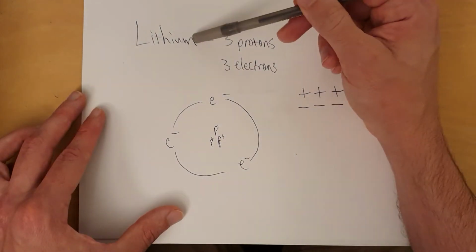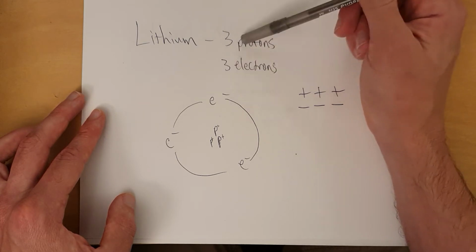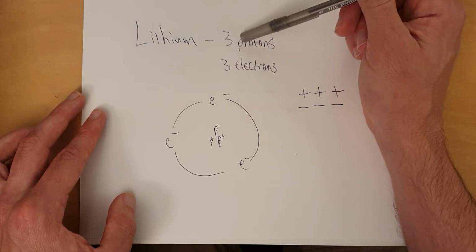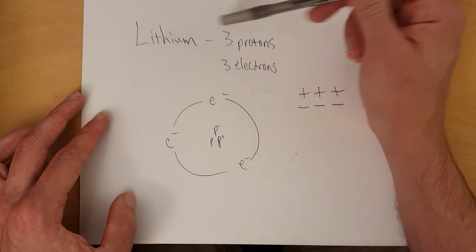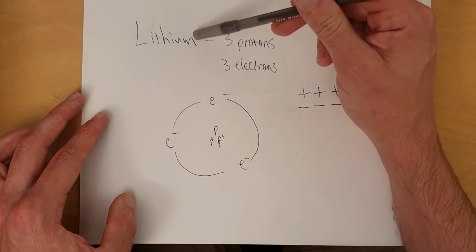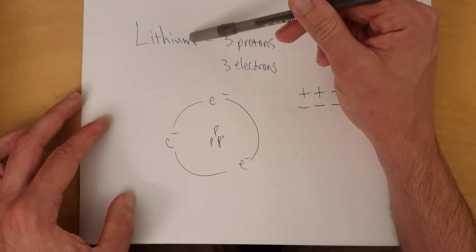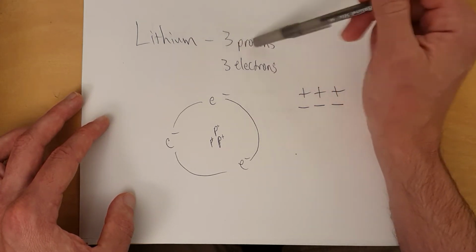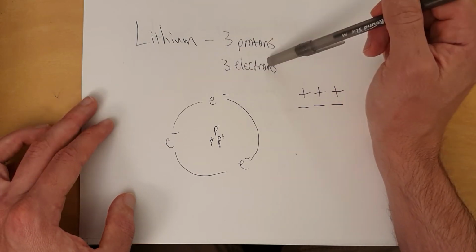In order to turn lithium into an ion, the number of protons and electrons is not the same. Now, if you change the number of protons, it's not lithium anymore. If you add a proton, it's now beryllium number 4. If you subtract a proton, it's now helium number 2. Don't ever alter the number of protons. Instead, you alter the number of electrons.